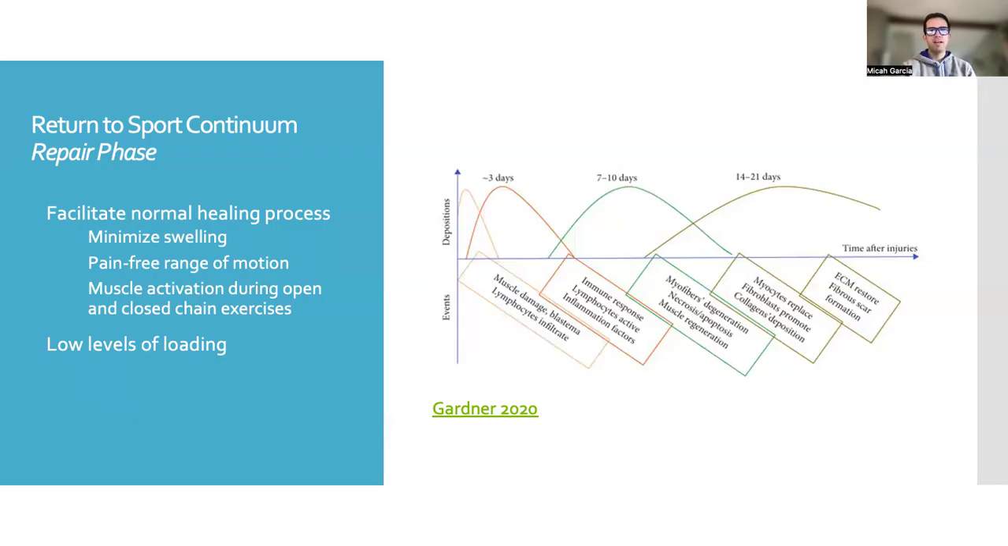Really, with the repair phase, you don't want to risk the tissue integrity by overloading it too quickly. At the 7 to 10 day mark, where you're starting to have that regeneration of the tissue, that's where it's still going to be relatively weak. And so you don't want to expose it to high loads that would increase the risk of re-injury.